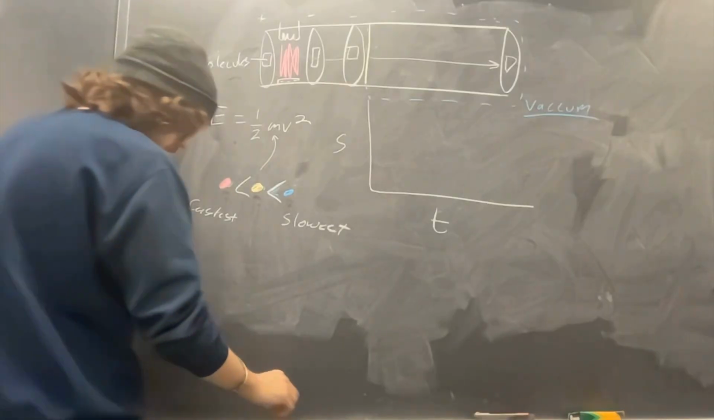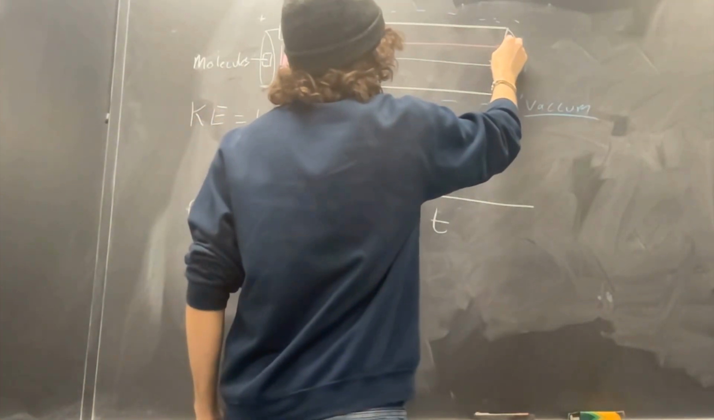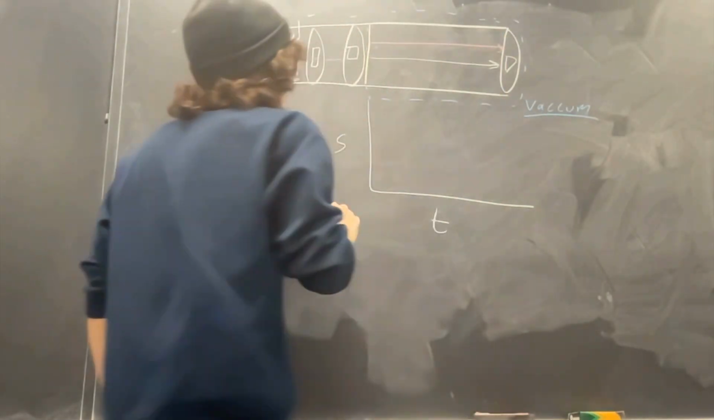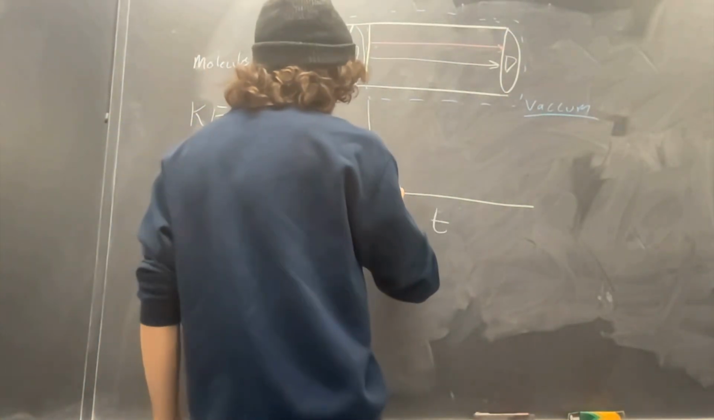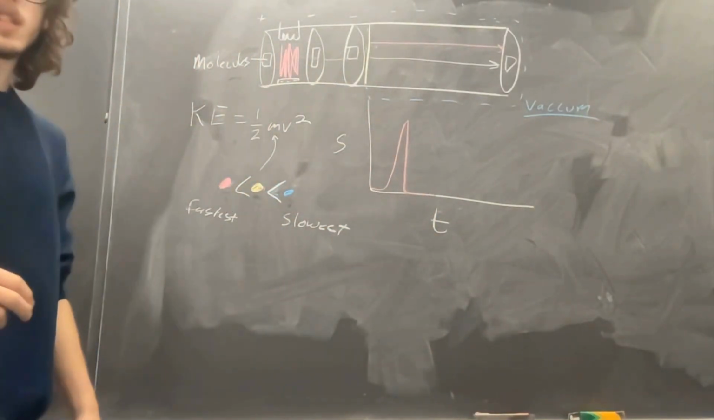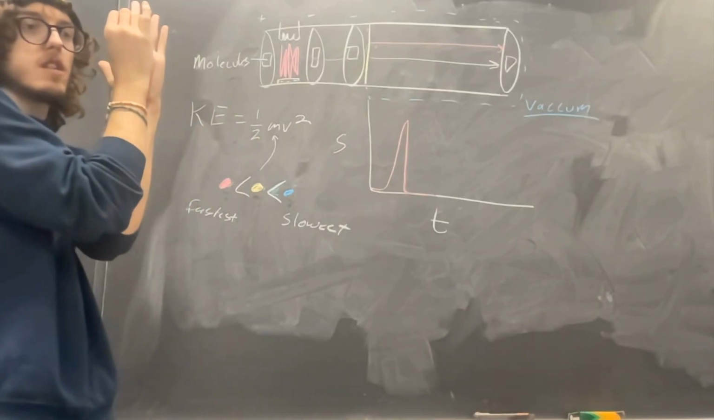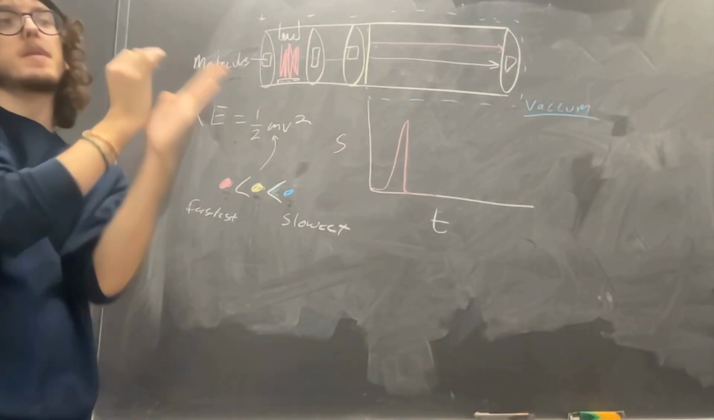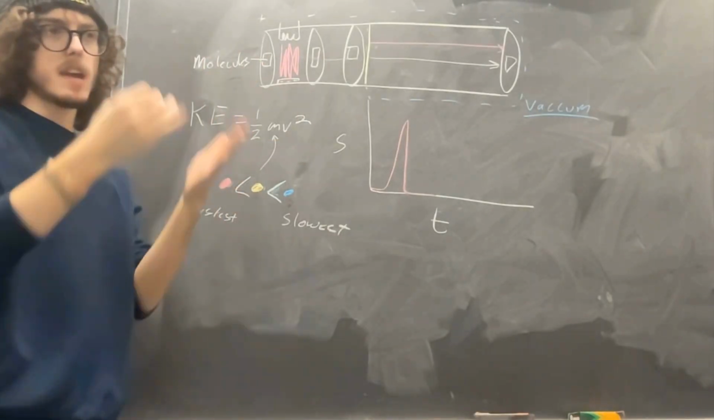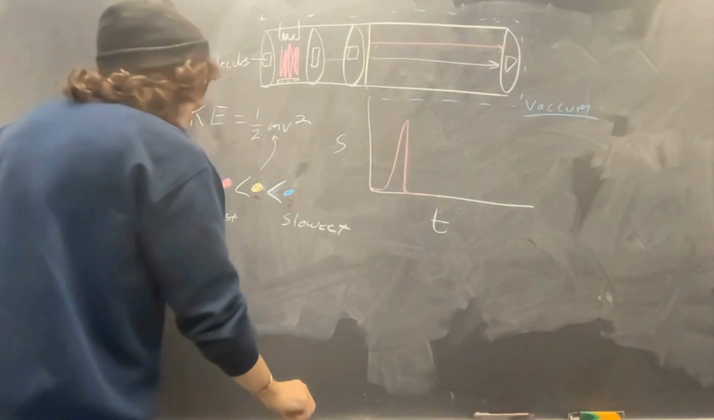Okay, so let's visualize this. Our fastest molecule is going to zoom to the end and hit the detector, so its peak is going to show up right here. And because of the Boltzmann distribution, we know it's not exactly going to be at the same time. We're not going to get a very narrow, infinitely thin peak. There's going to be some band broadening to that. So that's the first one to reach the detector.